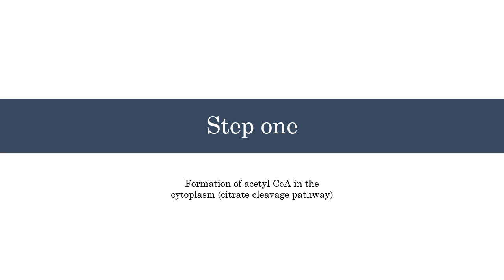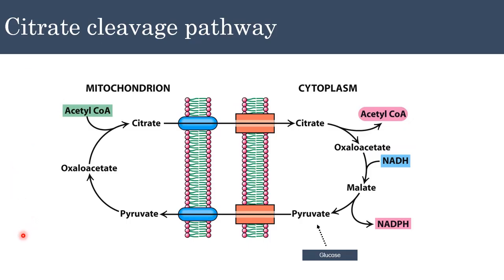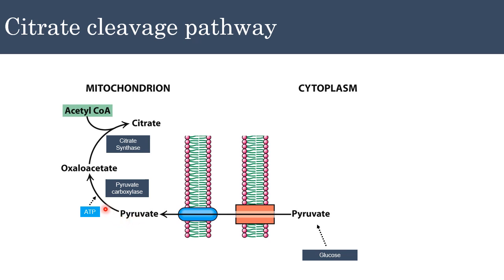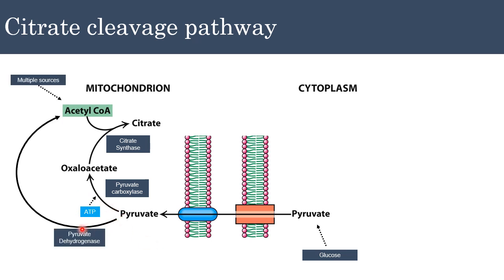So step 1, the formation of acetyl CoA in the cytoplasm, which is essentially the citrate cleavage pathway. This is the full cycle through cytoplasm and mitochondria, but I'm just going to start stepping you through from glucose. From glucose, we can go through glycolysis to pyruvate. Pyruvate can now penetrate from the cytoplasm into the mitochondria, much like the TCA cycle. From there, pyruvate through pyruvate carboxylase can go to oxaloacetate, then citrate synthase, with an input of acetyl CoA and ATP as we go. Pyruvate, obviously through pyruvate dehydrogenase, also produces acetyl CoA. It can be formed from multiple sources.